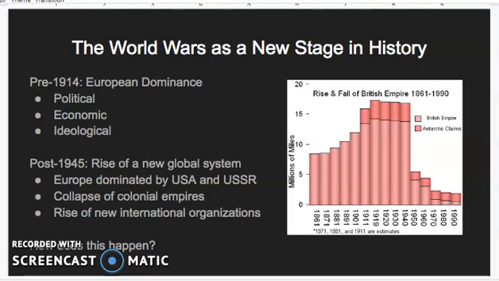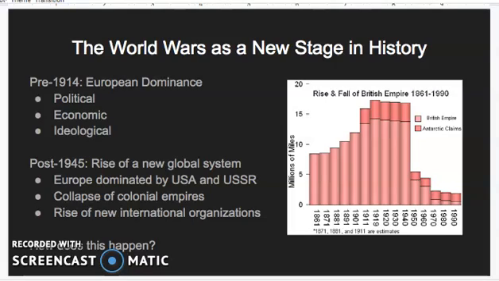Before we get into that, though, I just want to spend a minute to talk about why most historians view the World Wars as the beginning of a new stage in world history. Before 1914, the world was characterized by a system of European domination. Strayer himself talks about the European era. And this era is characterized by European dominance at the political, the economic, and the ideological level.